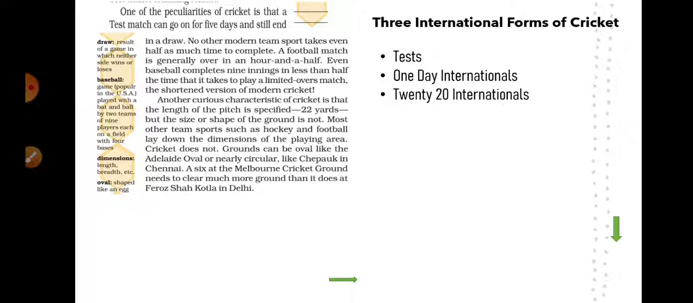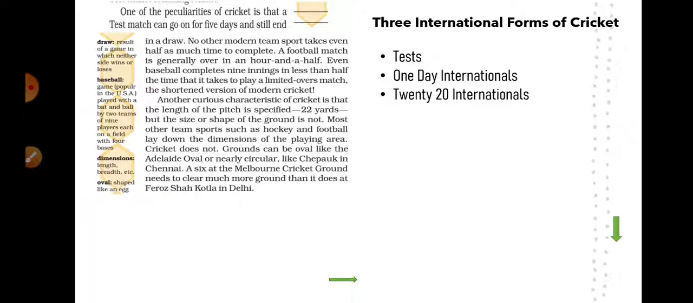This cricket has also another peculiarity. The length of the pitch is mentioned, as I have already told you, it is 22 yards or roughly 20 meters. But the size and the shape of the cricket ground is not mentioned in the cricket laws. The ground can be oval, the ground can be round, and the size can be anything. And that is why in some cricket grounds it is easier to score, and in other grounds it is not.